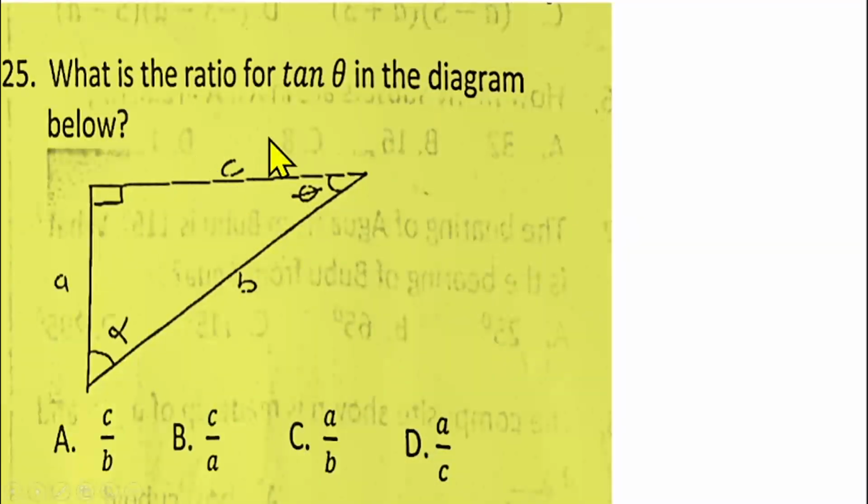Question number 25 from trigonometric ratio. What is the ratio for tan theta in the diagram below? This is theta here, this angle theta. Tan is opposite over adjacent. That will give us A over C, which is option D.